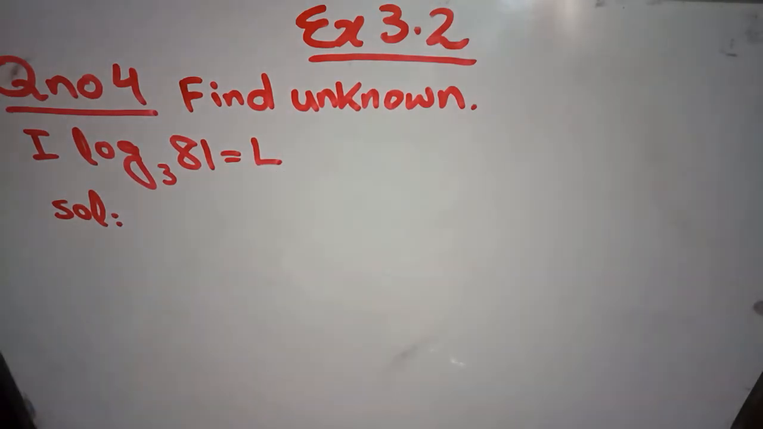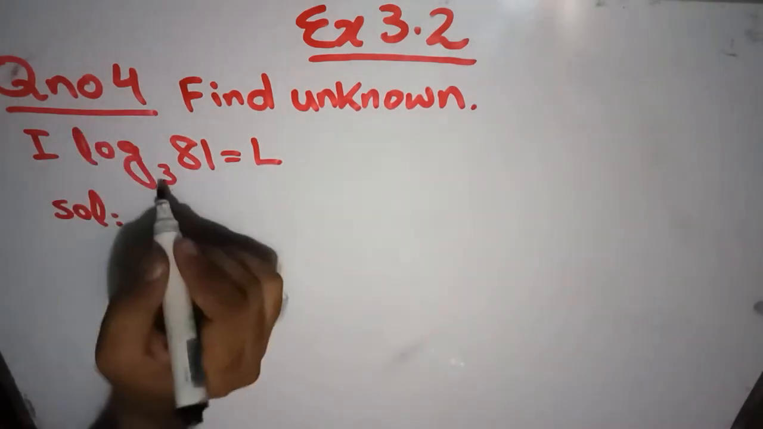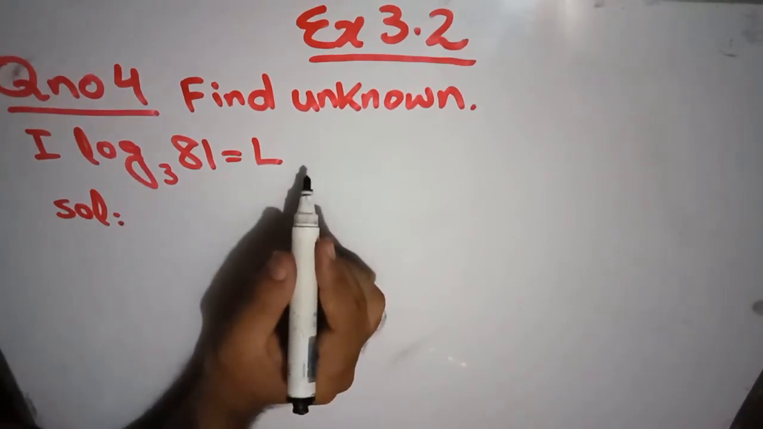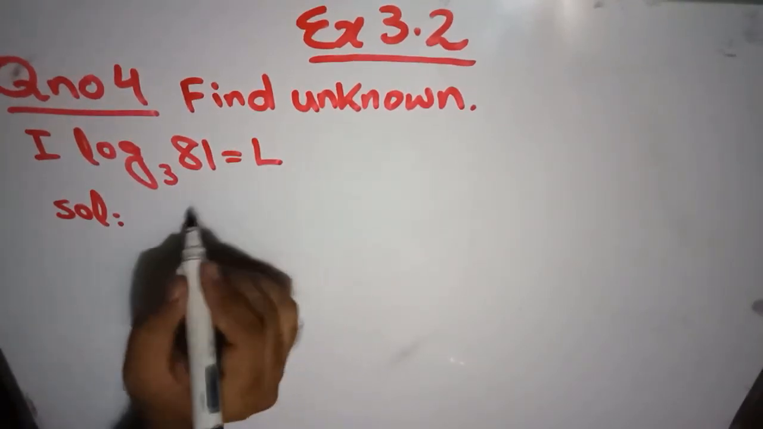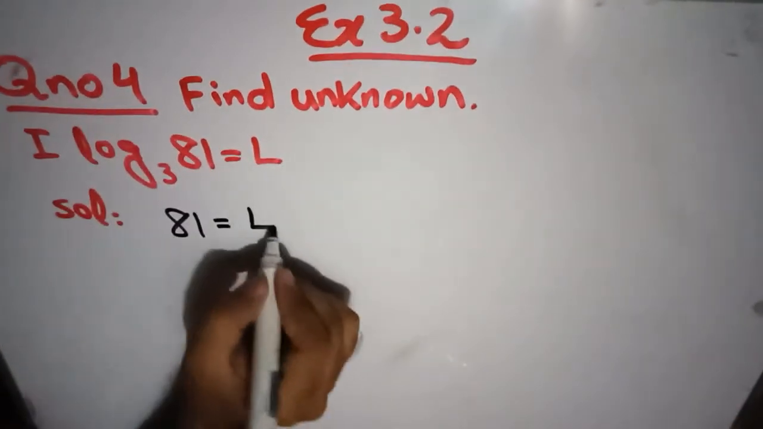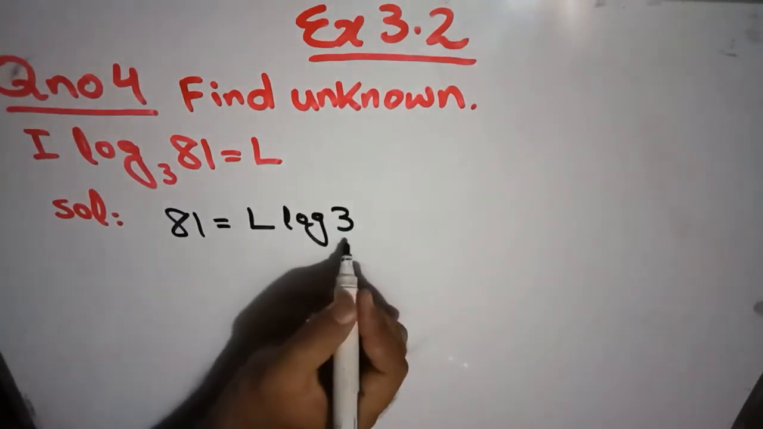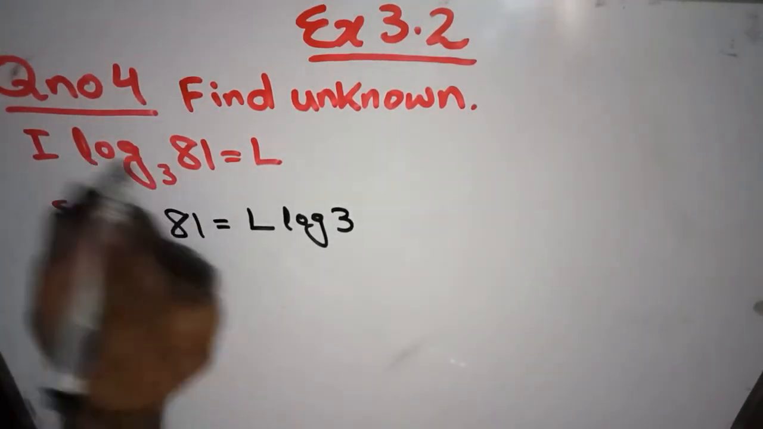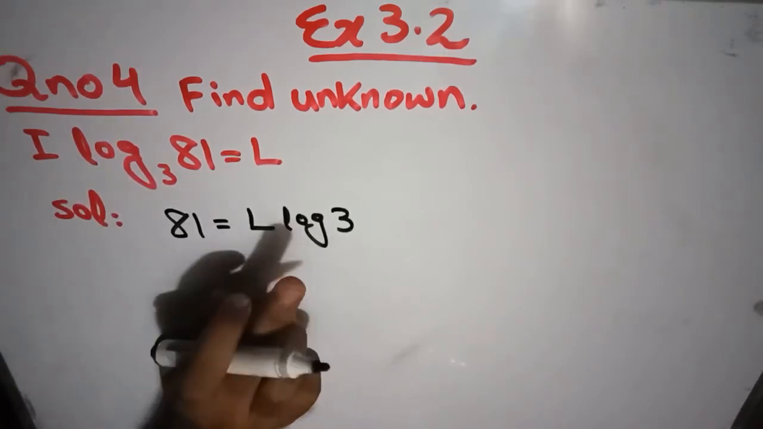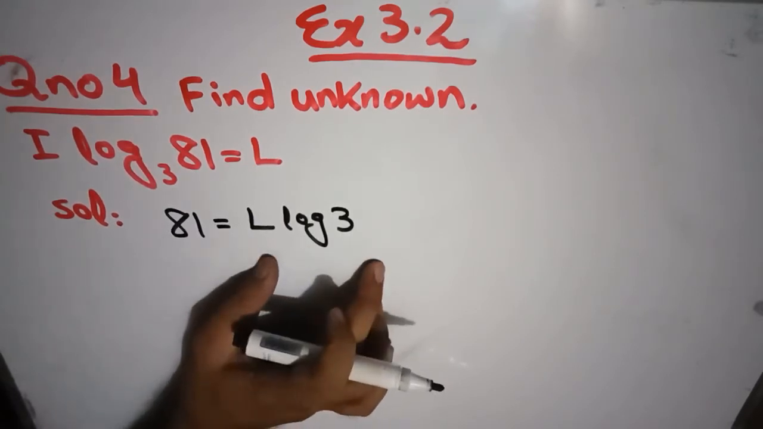To find the value of L, note that 3 is the base on this side, but when it goes to the other side it will be multiplied with L. So you can simply write 81 is equal to L times log of 3. It is a base on this side, so it is a multiple on the other side. If you understand this concept, then these questions will be easier for you.